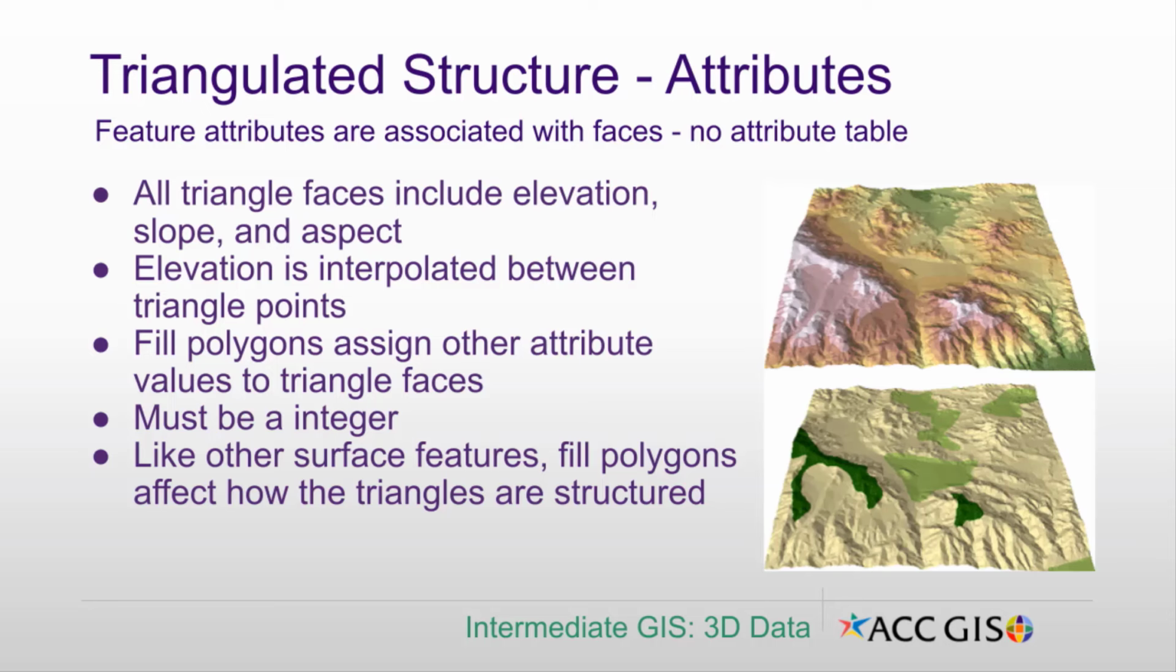If you look at the example on the right, on the top, I have a typical triangulated irregular network that's symbolized by elevation, which is really easy to do. Below that, I've used fill polygons to attribute the triangulated irregular network based on 3 different vegetative zones in my terrain. Now, I will say that it's very easy to work with elevation, slope, and aspect attributes in a triangulated network. It's much more difficult to add your custom attributes to the triangle faces.